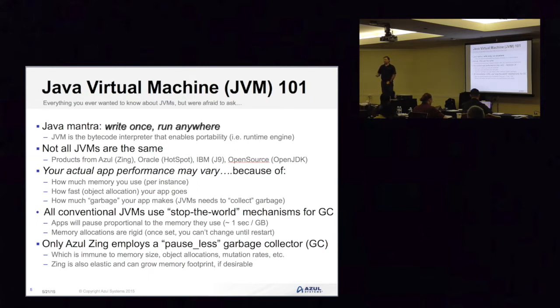Fact or fiction: all JVMs have something called a stop-the-world mechanism in their garbage collector. Basically that means you're running code, your Java threads. We call you guys mutators because you're mutating the memory graph. Your threads will all stop while the garbage collector does some work.